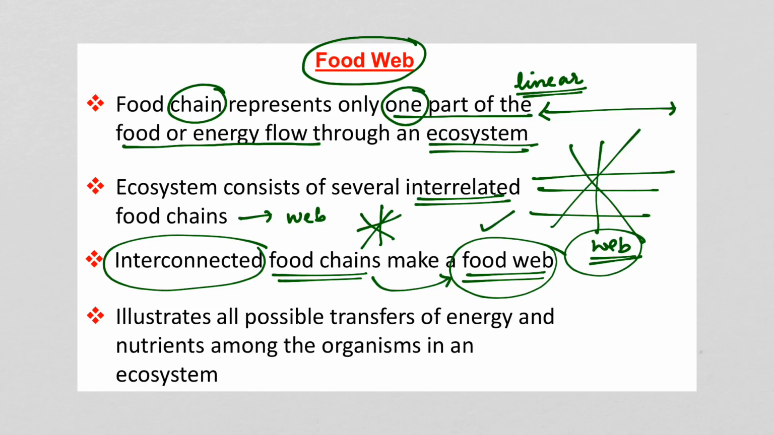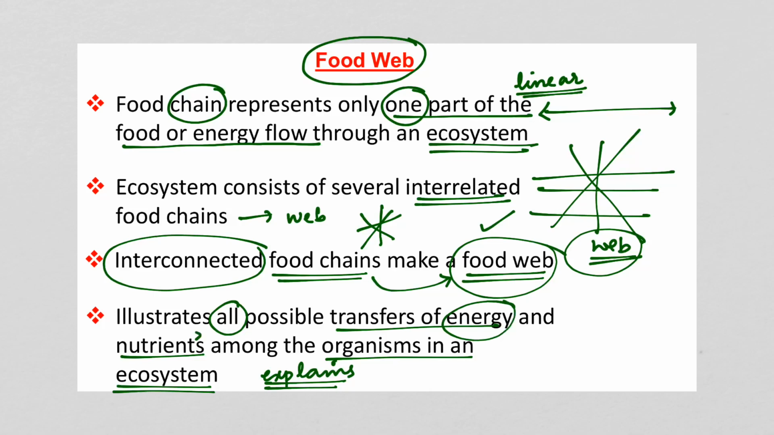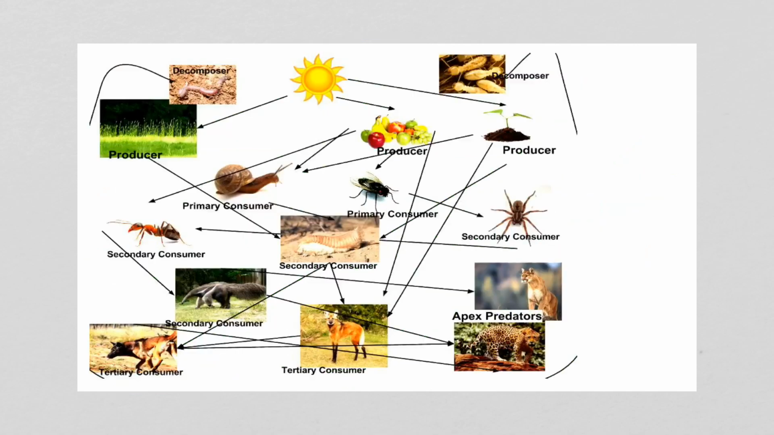And a food web illustrates all possible transfers of energy and nutrients among the organisms in an ecosystem. So it explains all the possible transfers of energy and nutrients among the organisms in an ecosystem. So this is a food web. Now this is an example of a food web.